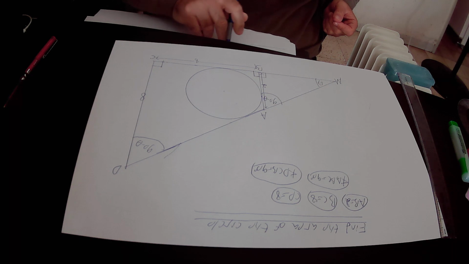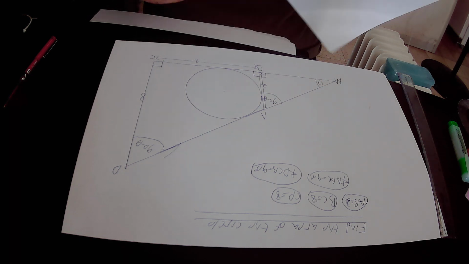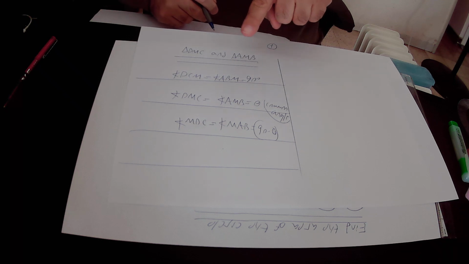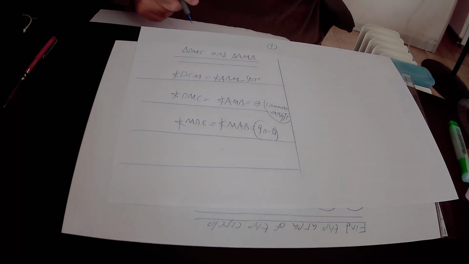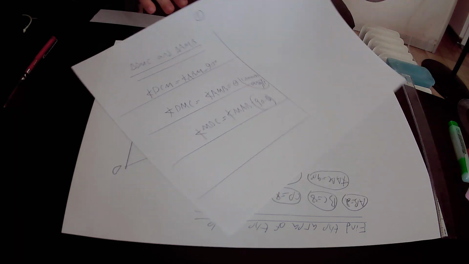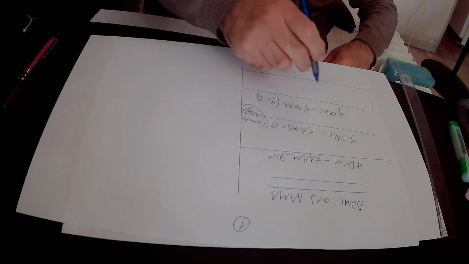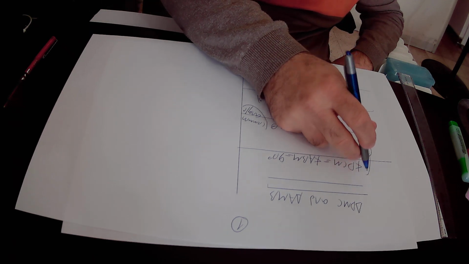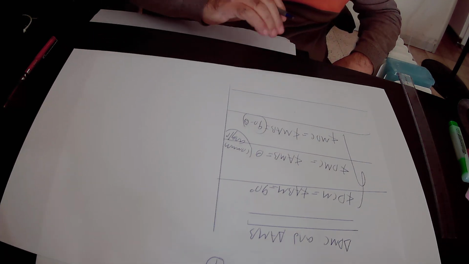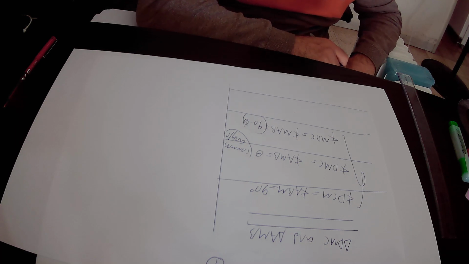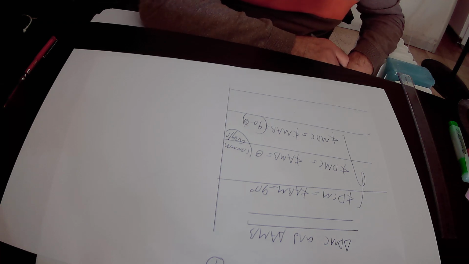Angle MDC in the big triangle equals angle MAB in the small triangle. They are both equal to 90 degrees minus theta. So actually, we proved that all the three angles in the big triangle DMC are correspondingly equal to all the three angles in the small triangle AMB. Therefore, the big triangle DMC is similar to the small triangle AMB according to the angle similarity rule.